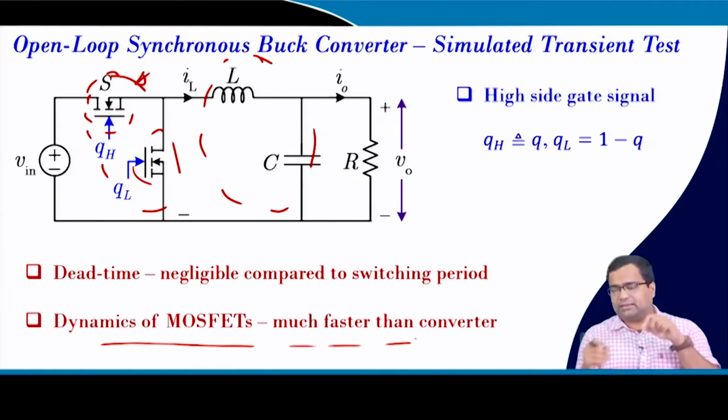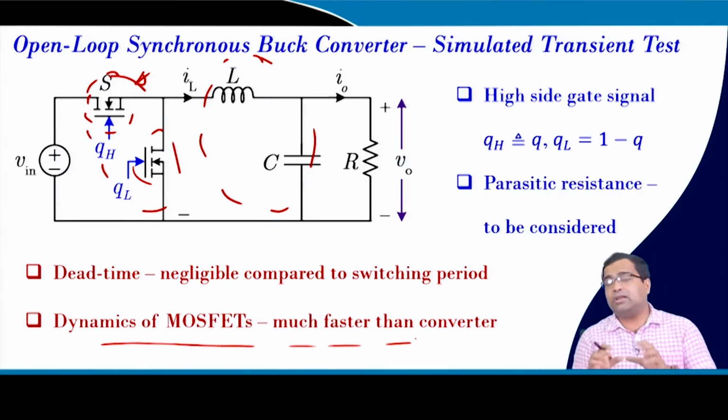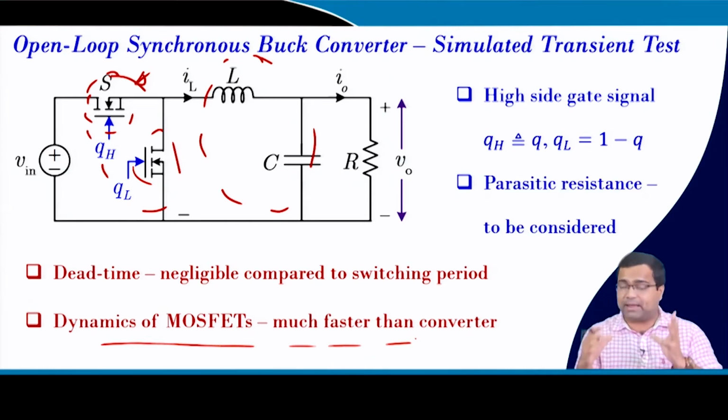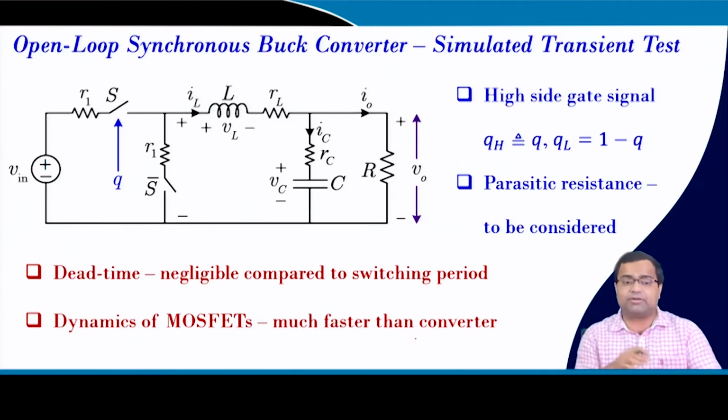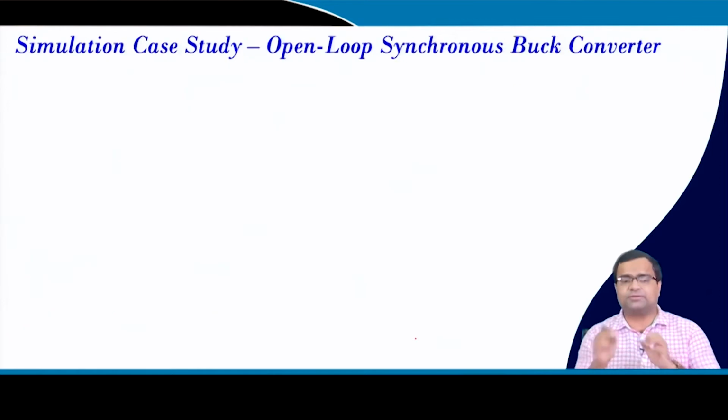So, we are taking just a single switch and we are taking the parasitic component rather than the dynamic component. So, this can be replaced by a parasitic model of a synchronous buck converter.